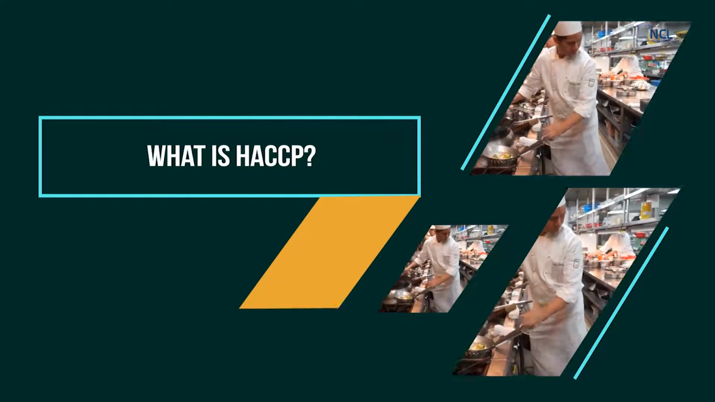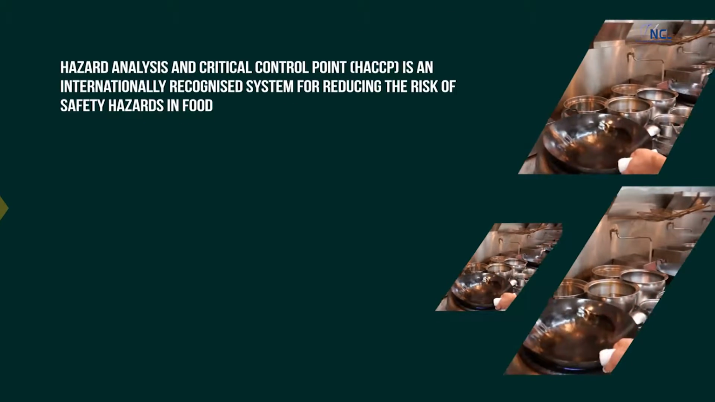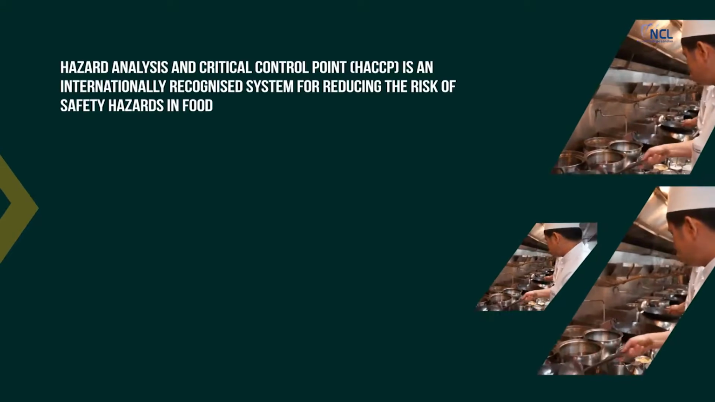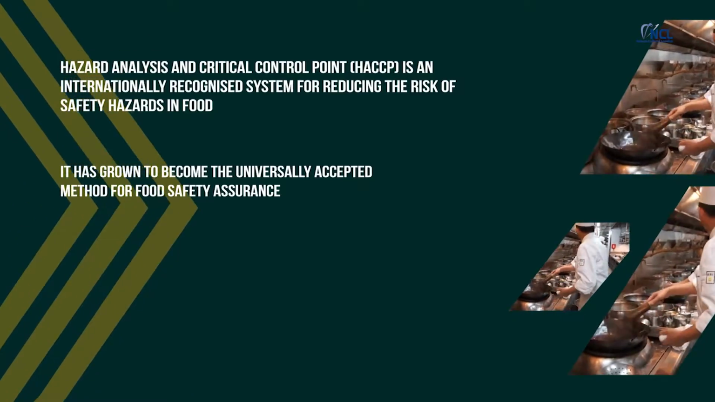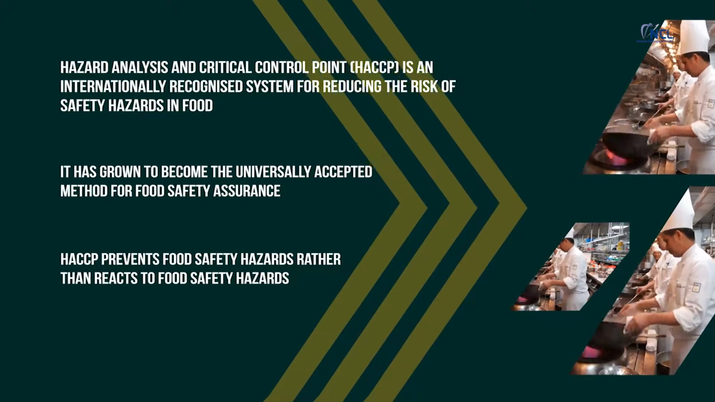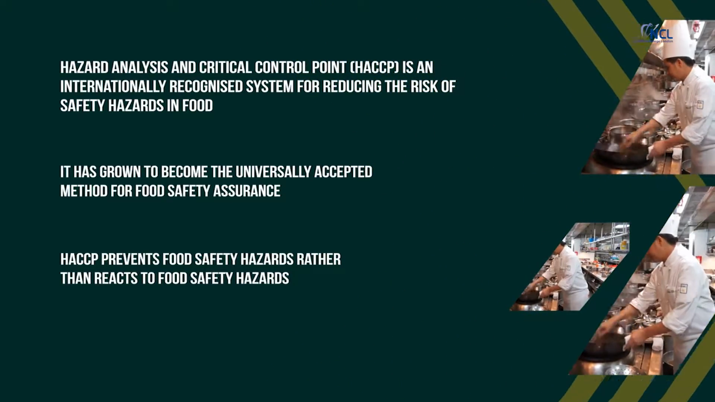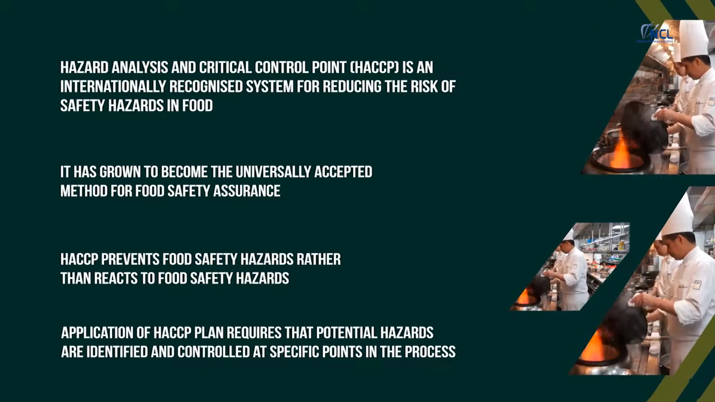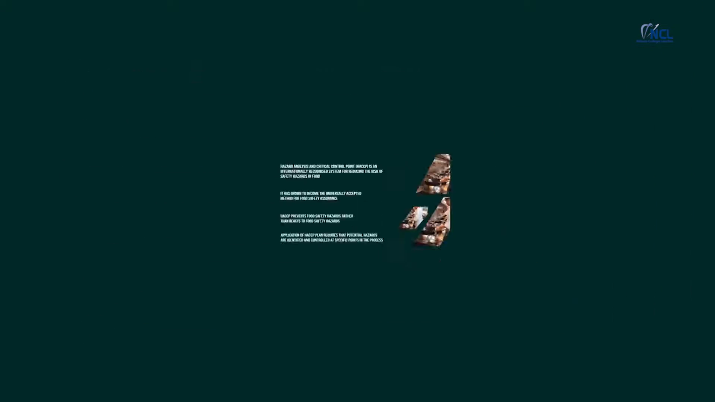Let's now define HACCP. Hazard Analysis and Critical Control Point, or HACCP, is an internationally recognized system for reducing the risk of safety hazards in food. It has grown to become the universally accepted method for food safety assurance. HACCP prevents food safety hazards rather than reacts to food safety hazards. Application of a HACCP plan requires that potential hazards are identified and controlled at specific points in the process.